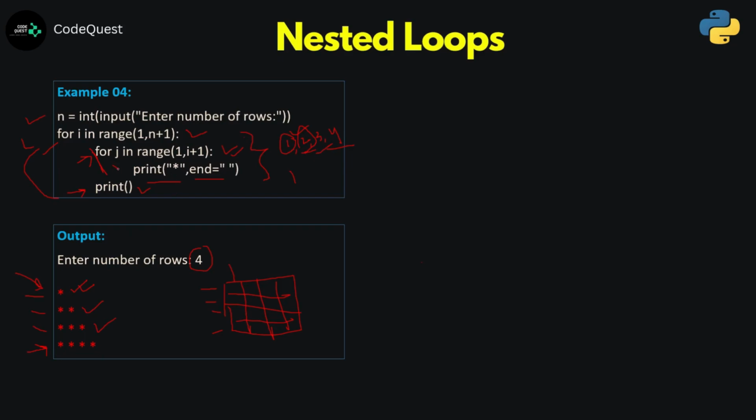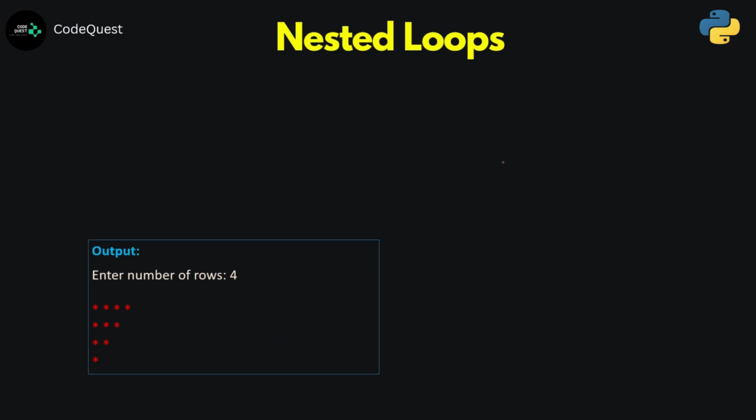And of course, when the j loop ends, print is going to bring us to the new line. As i has come to the end, now we can say that our entire nested loop is going to terminate. In the meantime, we have got this pyramid structure where the first row contains 1 asterisk, second row contains 2 asterisks, third contains 3 asterisks, and the fourth contains 4.